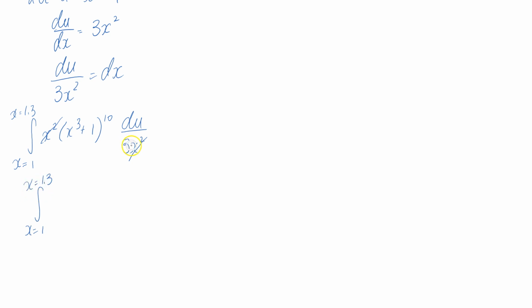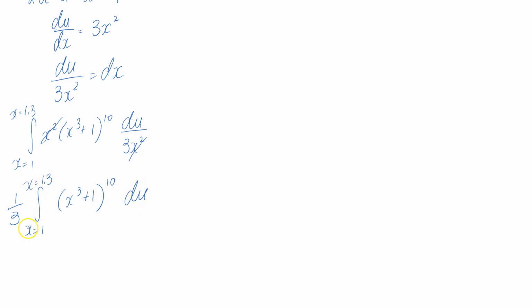I've got this 3 on the bottom line, so to make life easier, what I'm going to do is bring it out the front. It's just like a constant or a scalar, so we could write it as just 1 on 3. And we have all of this still integrated now with respect to u. Now at the moment all of this stuff is written in terms of x, but really we need to write it in terms of u since we've swapped this over.